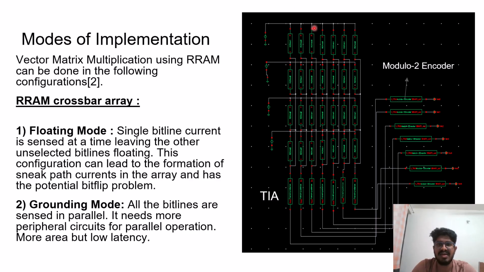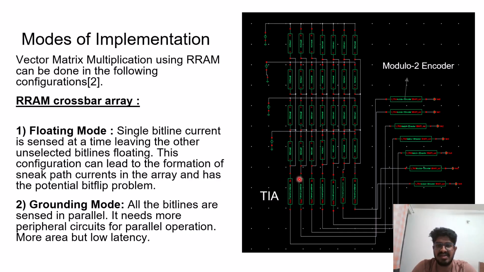Here we can see that the generator matrix is mapped into these resistance values of Rram. 0 is encoded in the HRS state and 1 is encoded as LRS state in the Rram. And for the word lines, we are applying the message code. These message codes are applied at the corresponding word lines.